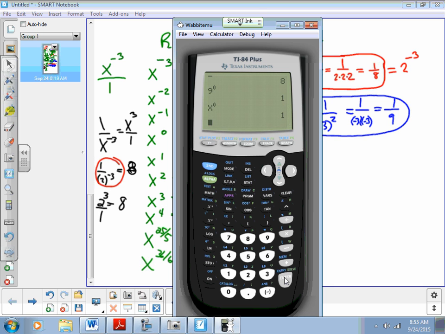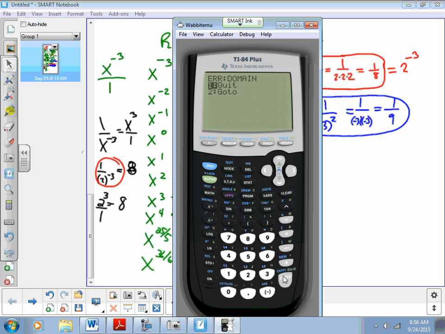How about 0? Let's try 0 to the 0 power. Yeah, it just says error. 0 to the 0 power is error because you can't do it. That's the only exception: anything to the 0 power is equal to 1, but 0 to the 0 power is not equal to 1. Because if you could prove that, then you could become so filthy rich. If you could prove that 0 to the 0 power equals 1, you would just blow everybody's mind.